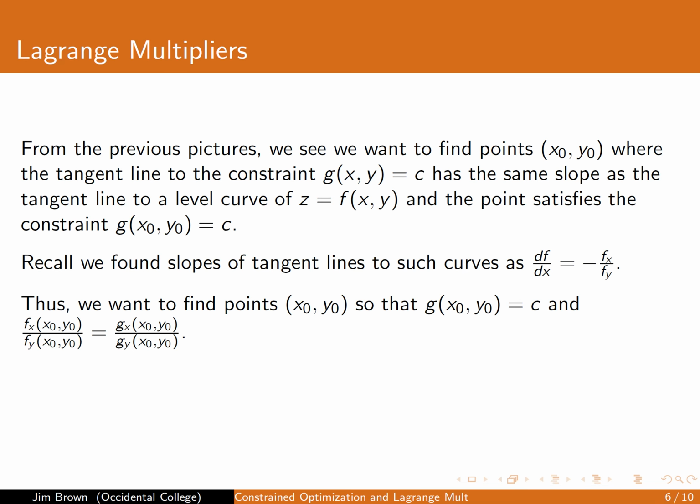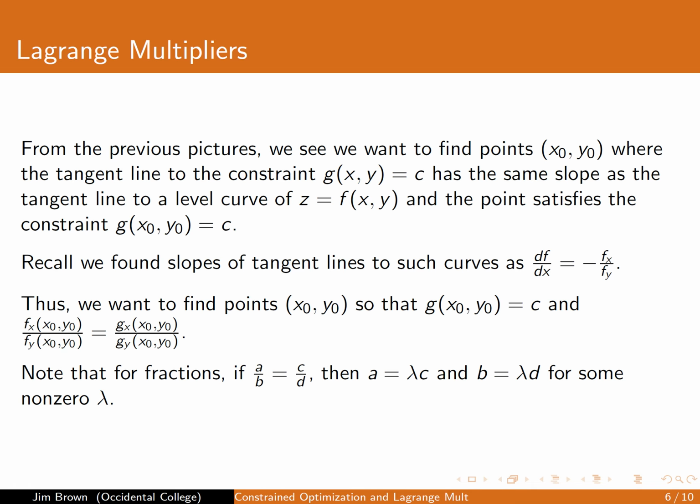And so we want to find points x0, y0. So not only is it on the constraint, so it's on that green curve from the previous graph, we also want the slopes to be the same, which is the same as saying f sub x of x0, y0 over the partial with respect to y at x0, y0 is the same as the partial with respect to x of g over the partial with respect to y of g. Notice the slopes will be negatives of those, but we can cancel the negatives out. So we want to find points that satisfy this.